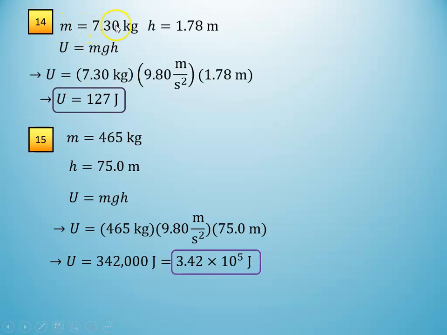So you have the mass is given, the height is given. Use the formula U equals mgh. Plug in the mass, the acceleration due to gravity, and the change in height, and you get a change in potential energy of 127 joules. Again, technically this is a delta U, not a U, just as technically this is a delta H, but we're just going to pretend that these are U's and H's. And then in the next problem, you have the mass, 465 kilograms, and a change in height of 75 meters, so the change in potential energy is mg delta H. You get U equals m, G, and delta H plugged in, and that becomes 3.42 times 10 to the 5th joules, or 342,000 joules, whichever you prefer.